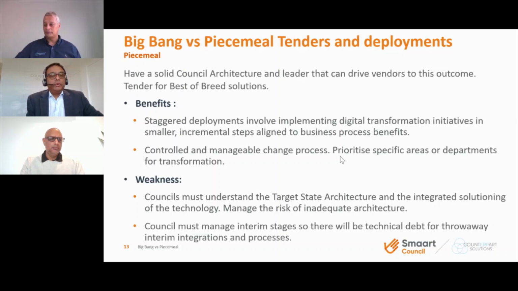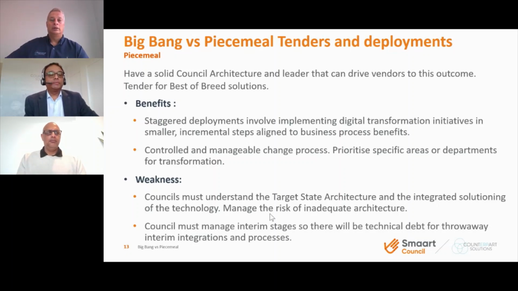I think there's another thing, Wayne, as well to this, which is the risk. Because if you go this approach, the council will have to be wary of what the end state is and the risk of making sure the best of breed solutions work together. That leads to the technical debt that Wayne was referring to. So the risk profile shifts from a vendor who understands the solution, implementing the end-to-end solution, to the council driving the solution with the best of breed. That might work or might not work. That is a risk that needs to be managed as part of this process.